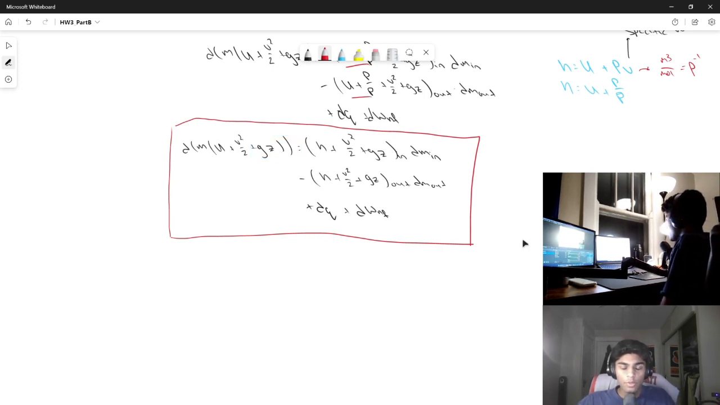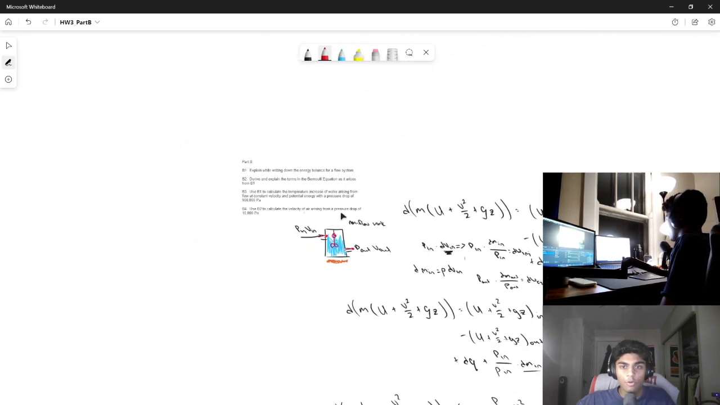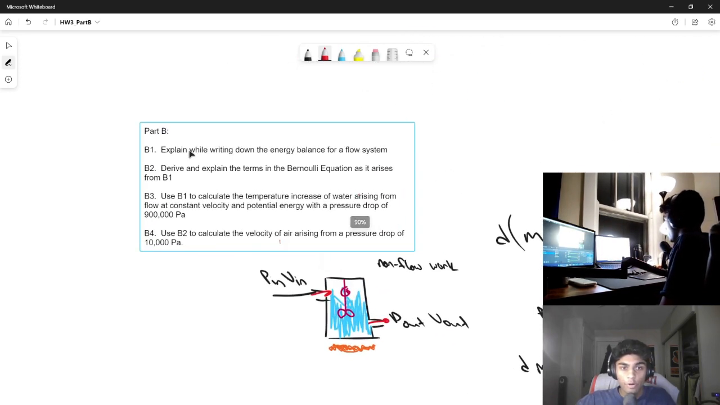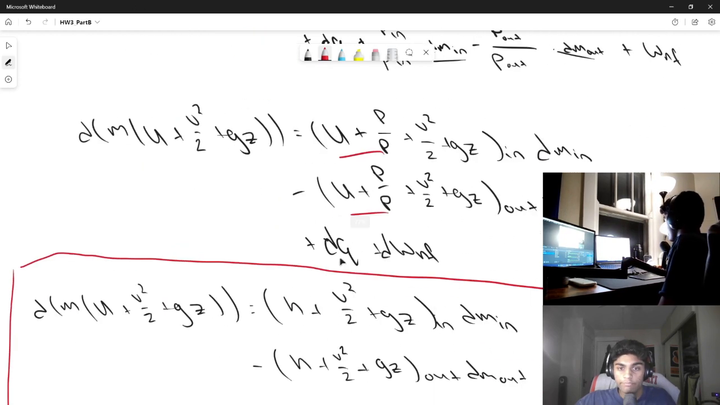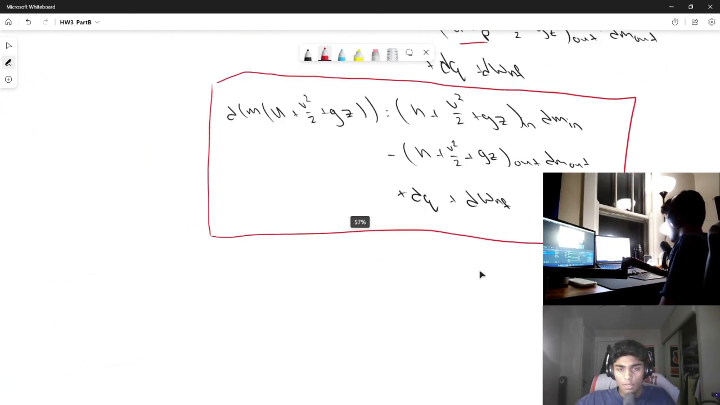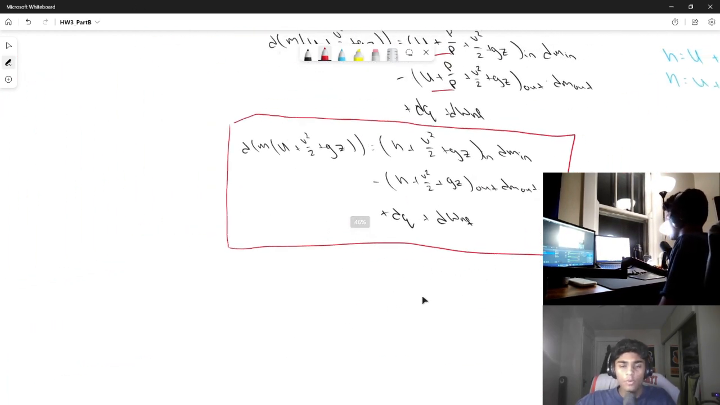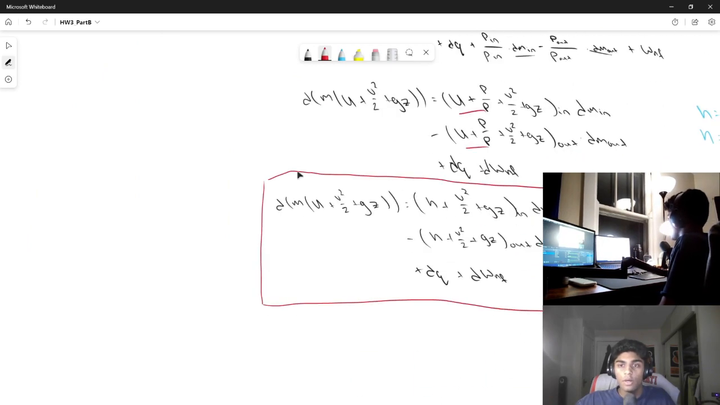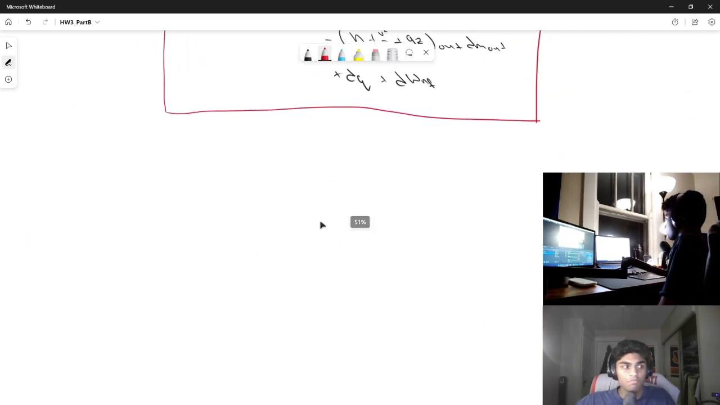So now the next thing we want to do, let's just scroll back up. We've already written down the energy balance for our flow system. Now let's use this energy balance to derive the Bernoulli equation. Before we start, we'll define a new system right down here.